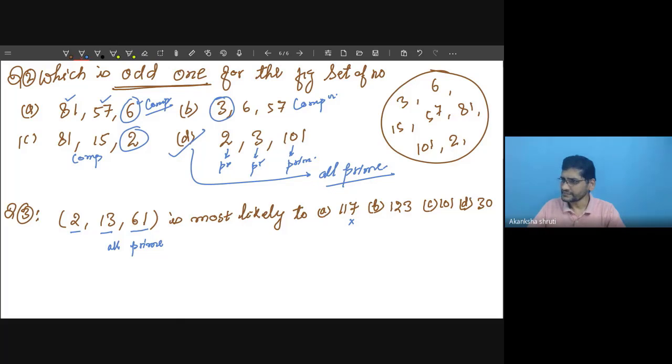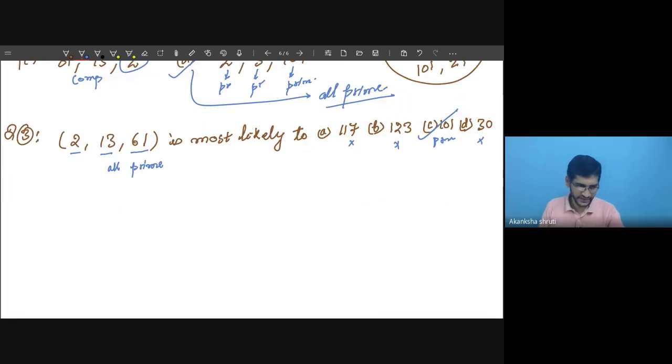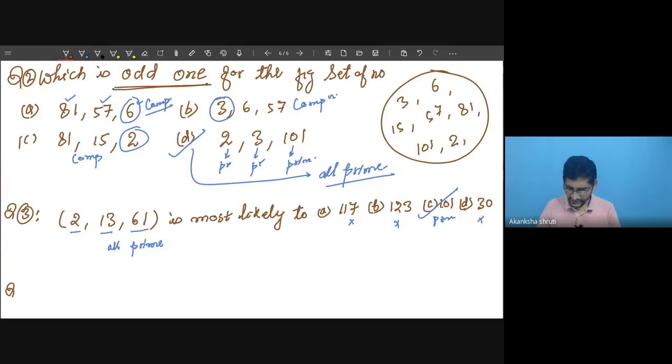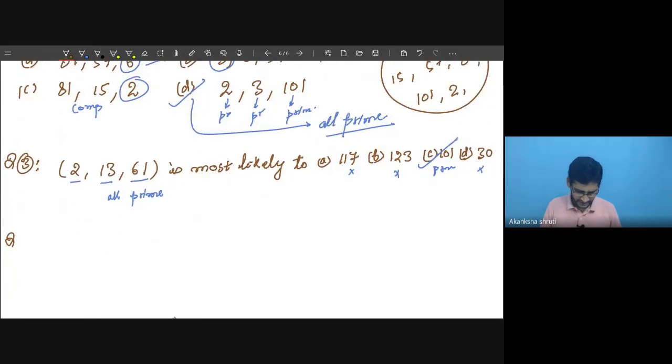123, again, it is divisible by 3. 101, yes, it is prime. 3030 is not prime. So the answer is C. So the questions are very easy. You have to think slightly and answer quickly. Okay, student, let me do one more question. So this way, odd one out, pairwise, any kind of question may be framed. So you have to observe this carefully.